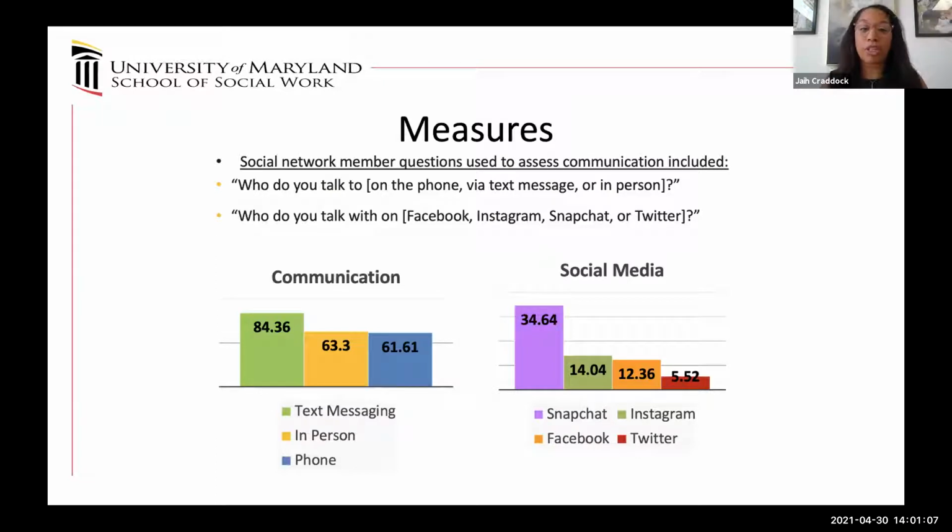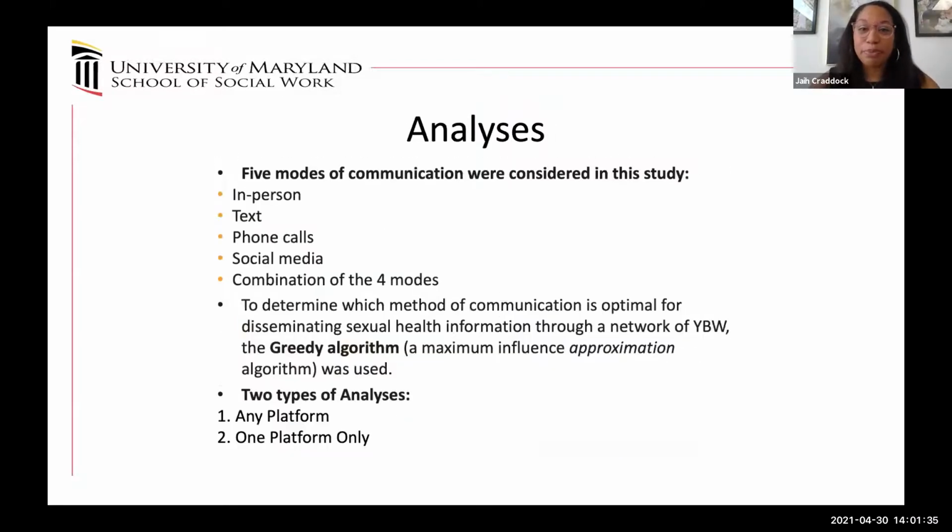So the variables that we looked at were text messaging, in person, phone, and then, surprisingly in this population, and these are 18 to 24-year-olds, social media, the percentage of talking on social media to network members was actually pretty low. So we ended up collapsing all social media. We didn't look at social media individually as Snapchat, Instagram, Facebook, and Twitter. Go ahead to the next slide.